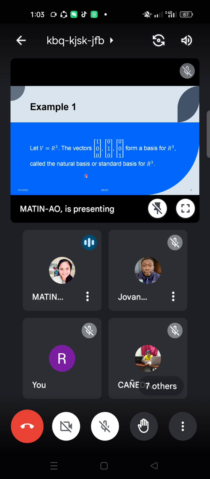Okay, so let's have an example 1. Let V is equal to R3. The vectors (1, 0, 0), (0, 1, 0), (0, 0, 1) form a basis for R cubed. It is called the natural basis or standard basis for R3. So these vectors are the natural basis or standard basis for R3.